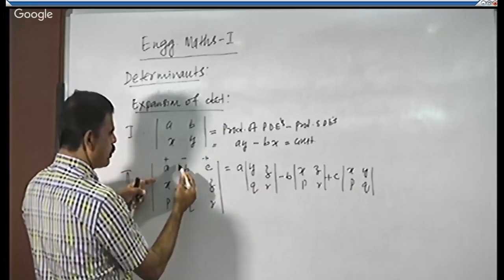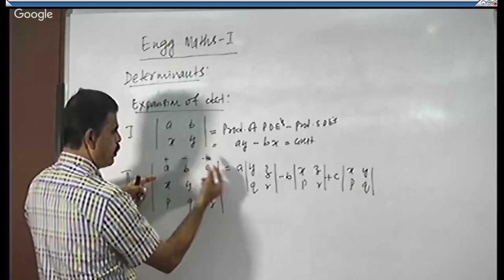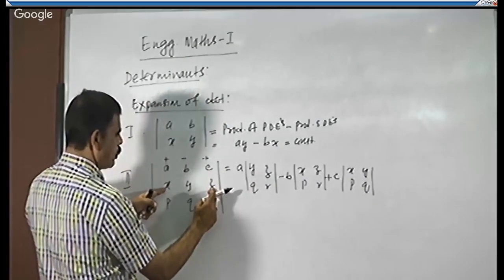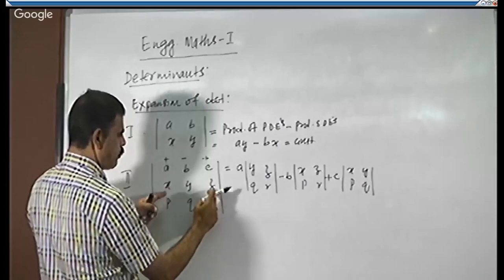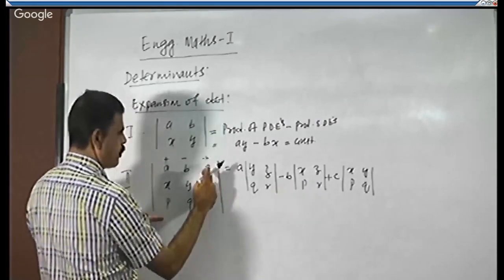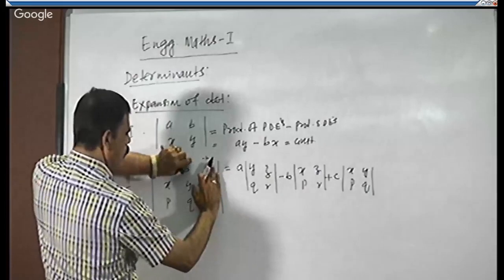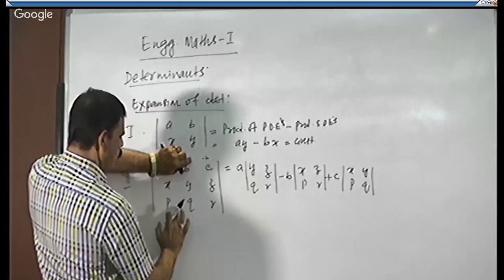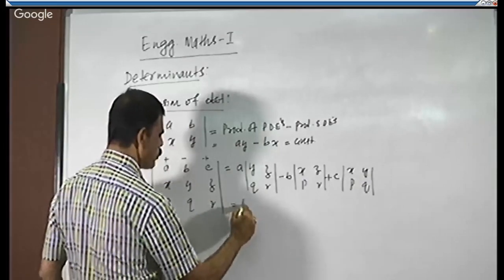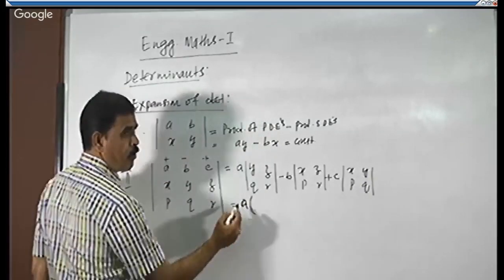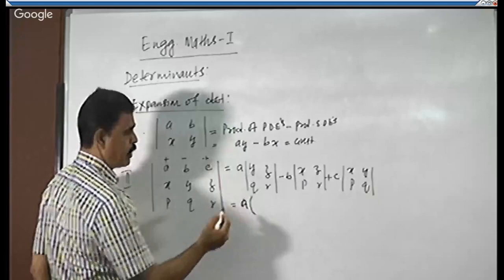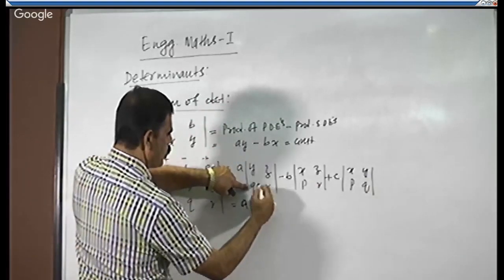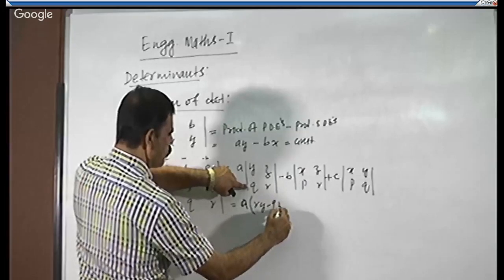Minus of the second element of the first row into: leave the corresponding column and corresponding row. These elements are taken in the form of a determinant. Plus of C into: leave the corresponding column of that element. Remaining elements X, Y, P, Q. By the expansion of this, A into, what is the expansion of a second order determinant? It is Y into R minus Q into Z.